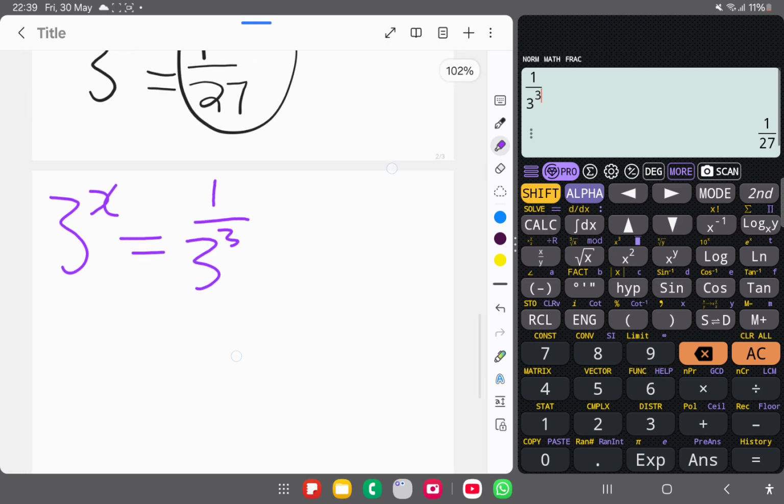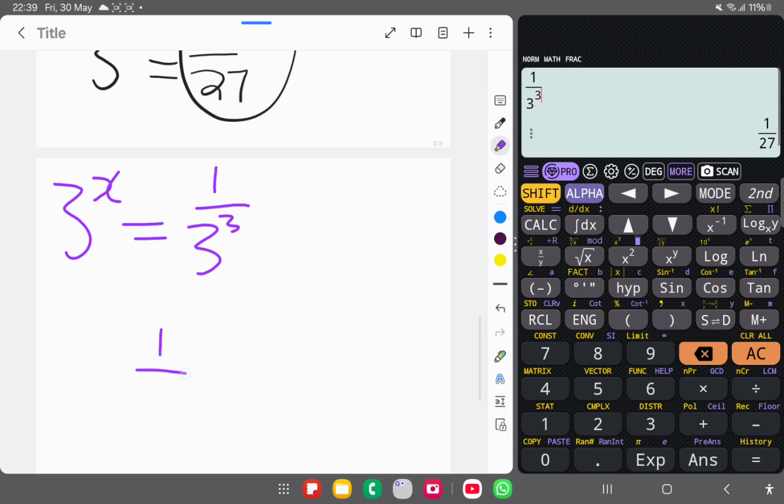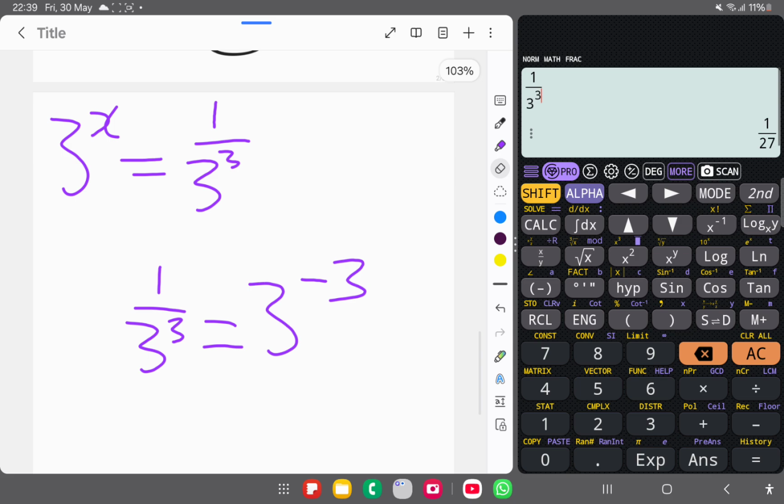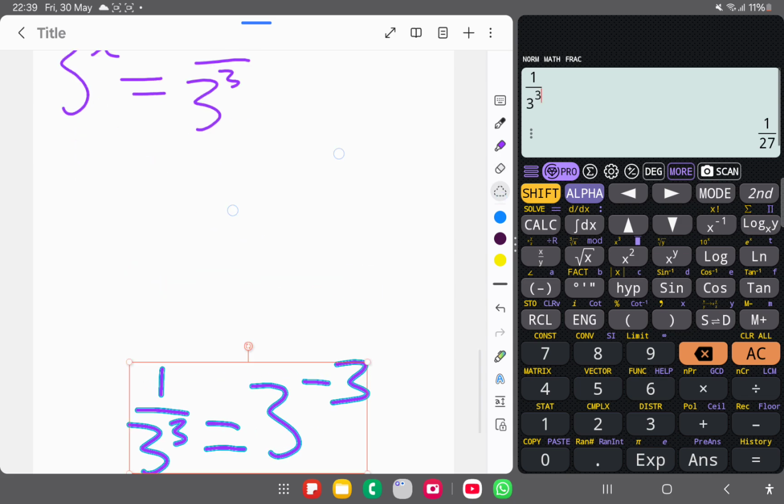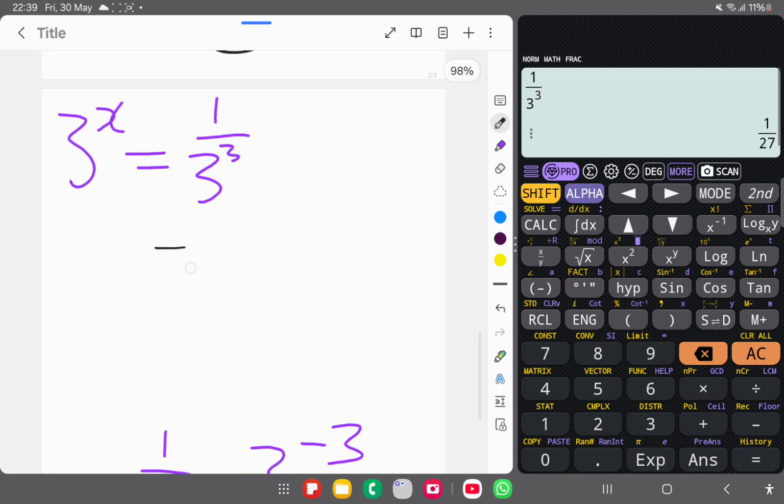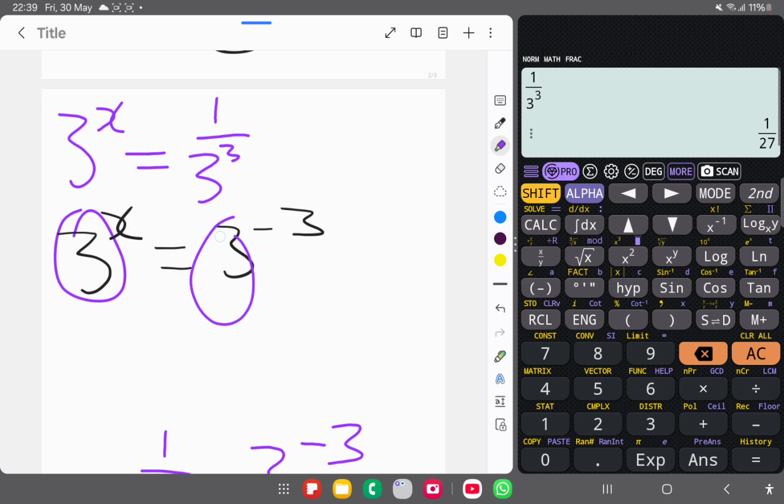Remember the laws of exponents? If you have 1 over 3 to the power of 3, you can change this by saying 3 to the power of minus 3. So in other words, we've got 3 to the power of minus 3, and here we've got 3 to the power of x. Because we have the same bases, we equate the exponents. So x equals minus 3. And then from there you are done.